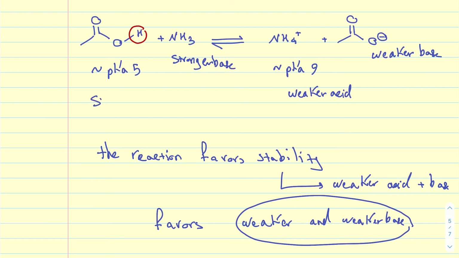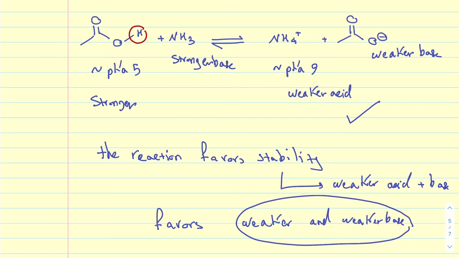So the stronger acid and stronger base always have to be on opposite sides because the weaker base comes with the stronger acid, so it has to be on the same side as the weaker acid. And the weaker acid and the weaker base always are going to be on the same side of the reaction. So this particular reaction is going to favor the right side.